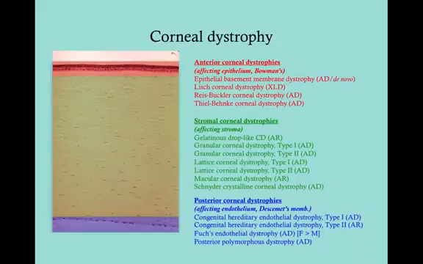And then the posterior corneal dystrophies, these affect the endothelium and the Descemet's membrane. There's congenital hereditary endothelial dystrophy, or CHED type 1. That's an autosomal dominant variant of the same disease as CHED type 2, which is autosomal recessive. And then Fuchs endothelial dystrophy is an autosomal dominant disorder. This has a distinguishing factor in that this tends to affect females more than men. It also tends to affect older women more than younger women. And then finally, posterior polymorphous dystrophy, which is autosomal dominant.